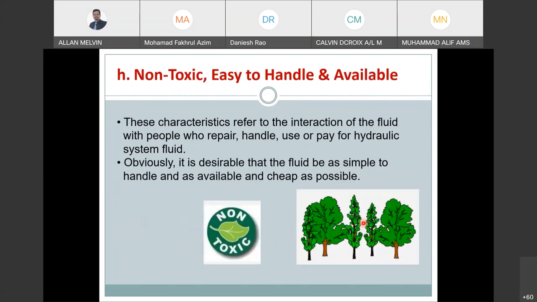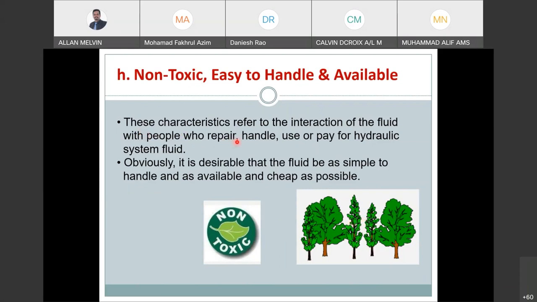Okay, so H: non-toxic, easy to handle and available. So it's related to the environment. Make sure it's not hazardous and toxic for humans, animals, and also plants. You need to make sure of this, it's your social responsibility as an engineer.